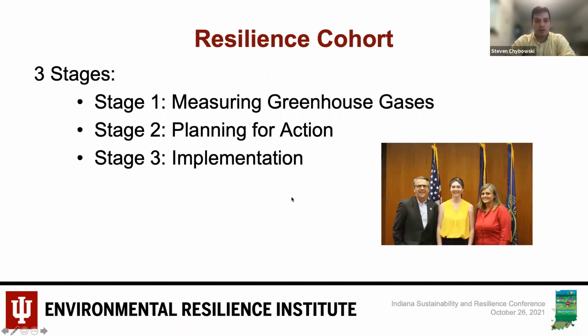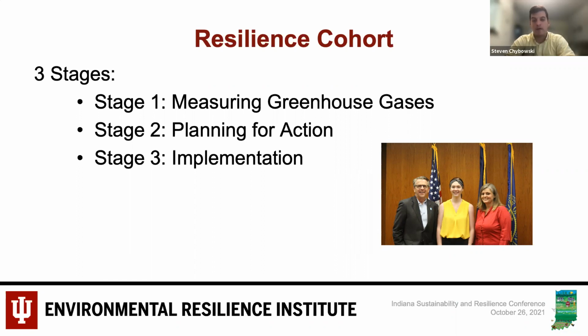Our Resilience Cohort program is broken down into 3 separate stages. Stage 1 is the measuring greenhouse gases stage, where we guide communities and local governments through the process of a greenhouse gas emissions inventory. So if you're new to this environmental work, that's often a great place for you to start and jump into this work with us, and we will help guide you through this process. Our stage 2 cohort is planning for action.